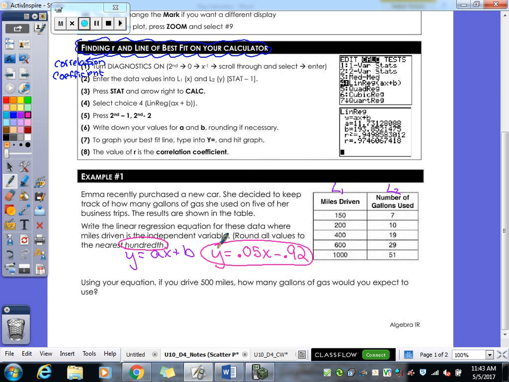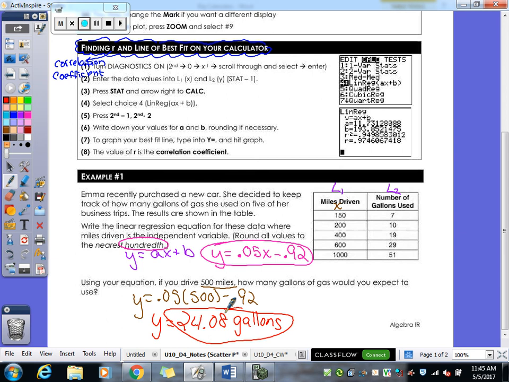So then our next part down here says, using your equation, if you drive 500 miles, how many gallons of gas would you expect to use? So we got to figure out miles. Is that our X or our Y? Yes, X. Since it's the first part of the column, it's kind of like those normal tables that you're used to. Your miles are your X's. So I'm going to plug 500 in for my X. So 0.05 times 500 minus 0.92. So let's have you go ahead and figure out what your Y is going to be for that. All right, what did you say? What would we get? 24.08 gallons. So that's how much gas we would expect to use if we drive 500 miles.